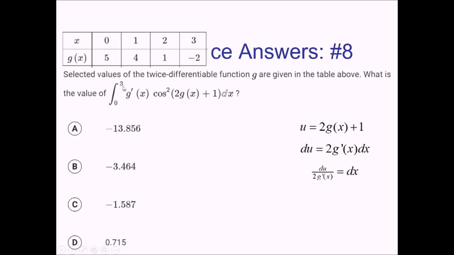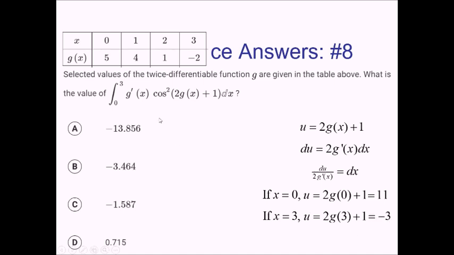We also have to convert these x values into u values. So if x is 0, then what's u going to be? Well, that's going to be 2 times g of 0 plus 1. Well, g of 0 right here is 5, so this is really 2 times 5 plus 1, which is going to be 11. And now if x is 3, then u is going to be 2 times g of 3 plus 1. Well, what's g of 3? It's negative 2, so we have 2 times negative 2 plus 1. That's going to come out to negative 3.